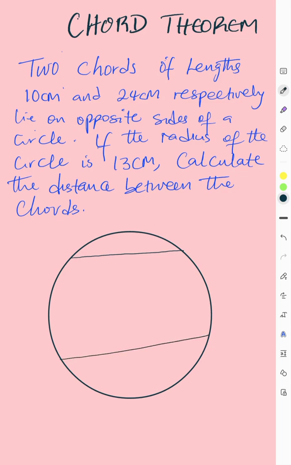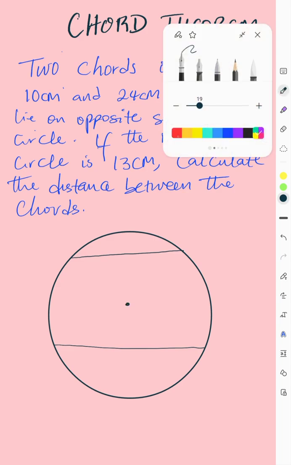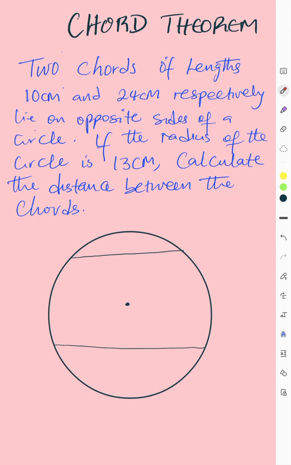We are told that their distances are, let me draw very well, let this be the second one, and here is the center of the circle. We are told from this problem that they lie on opposite sides. You can see that they are facing each other, and we are asked to get the distance between the two chords. Here is the distance between the two chords, which I've made in red.